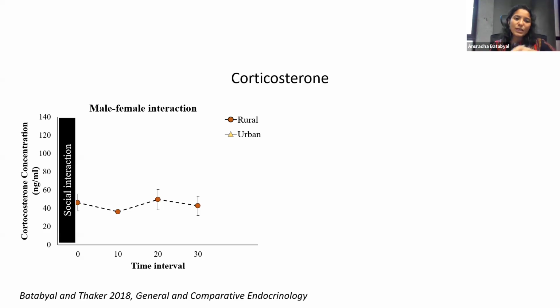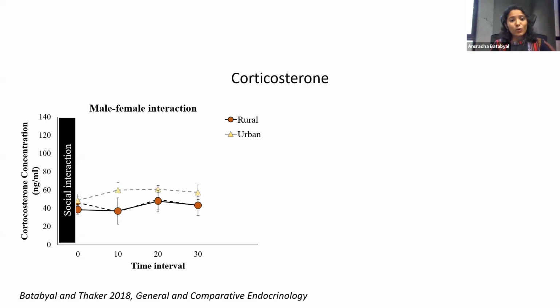In that same way, we compared the baseline stress level of rural and urban male lizards. So at rest, when they are not doing anything, what are their stress levels like? And we saw that the urban stress level was higher. These yellow triangles are the urban males, and they are at rest here. So they are much higher than the ones in the rural landscape.